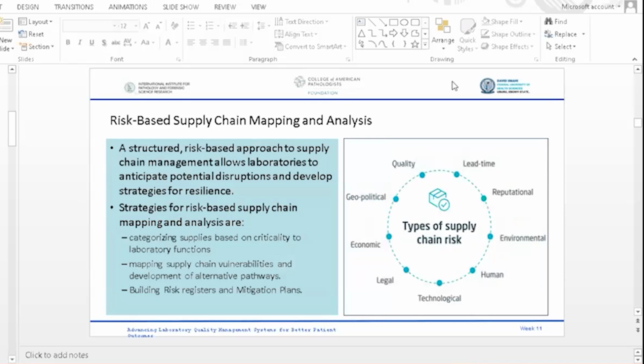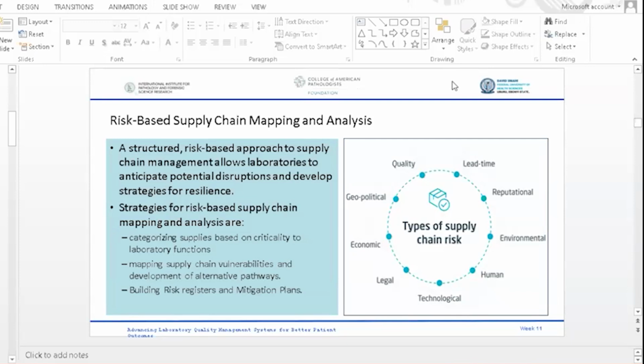Let's look at risk-based supply chain mapping and analysis. This is a structured risk-based approach to supply chain management, which allows laboratories to anticipate potential disruptions before they happen and develop strategies for resilience and prevention. What are the strategies for risk-based supply chain mapping and analysis?